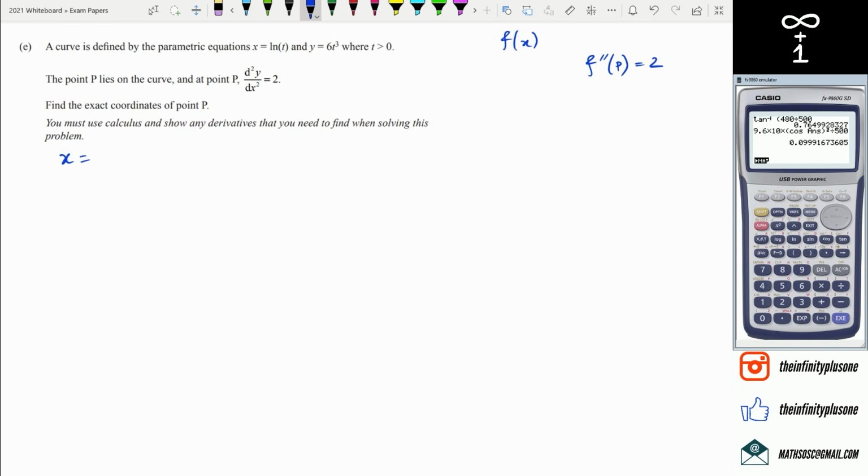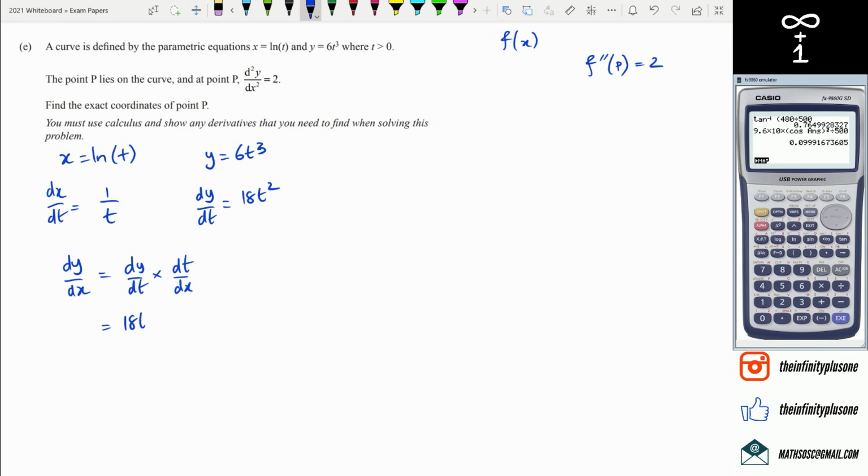So we've got x is equal to ln of t. When we differentiate, dx dt is going to be 1 over t. Then we've got y is equal to 6t cubed, so dy dt is going to be 18t squared. Our first step is to put dy dx together. So dy dx is equal to dy dt multiplied by dt dx. We're going to get 18t squared multiplied by t over 1, which is going to give us 18t cubed.